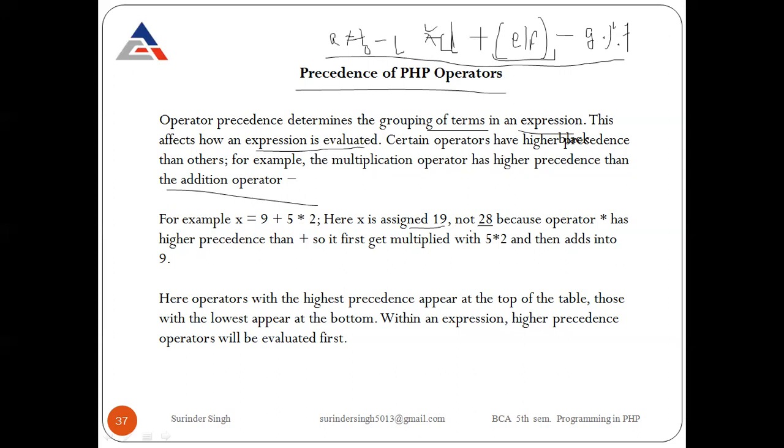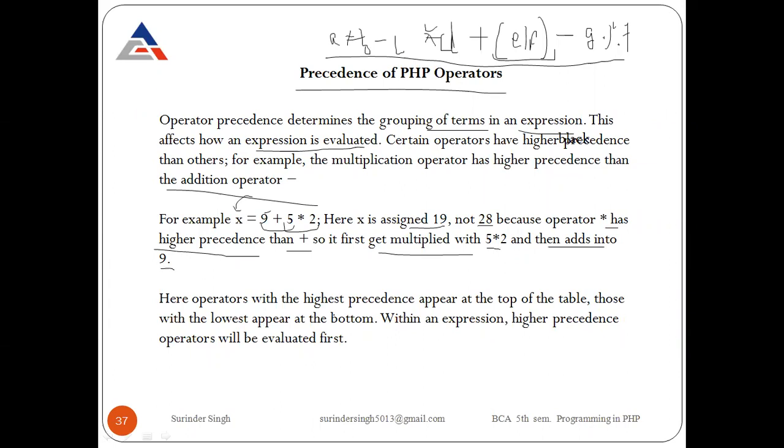Because first we multiply 5 into 2 and then we add to 9 and assign to x. Not first we add 9 and 5 and then multiply by 2. Because the multiplication operator has higher priority than the addition operator, so we will first solve multiplication and then addition. Multiplication has higher precedence than plus, so 5 into 2 is multiplied first and then added to 9. Clear?